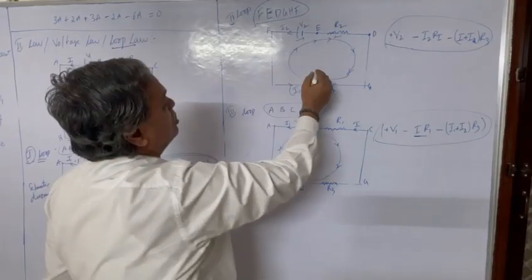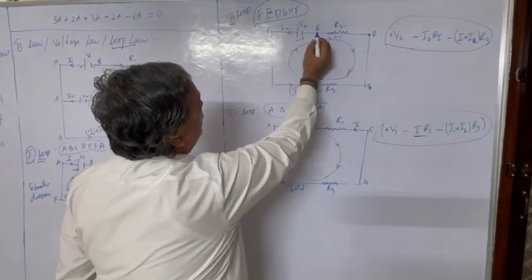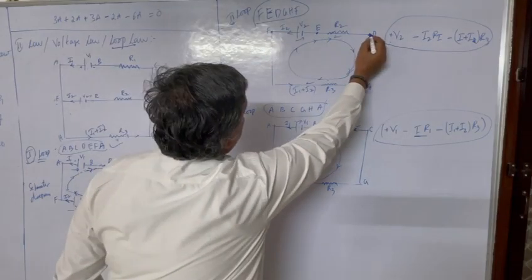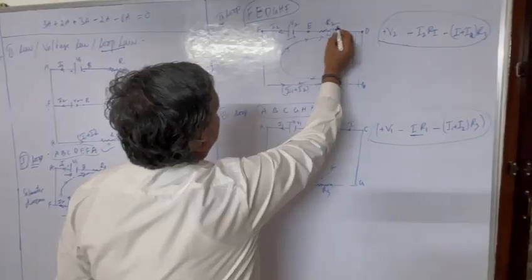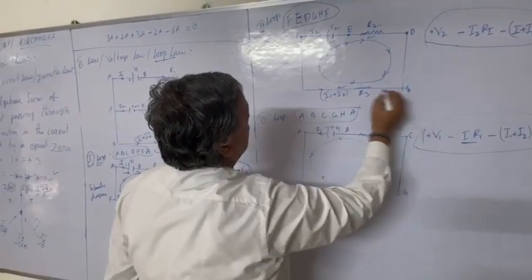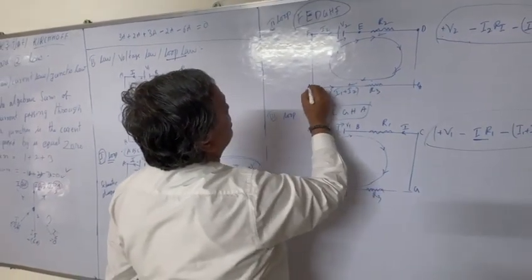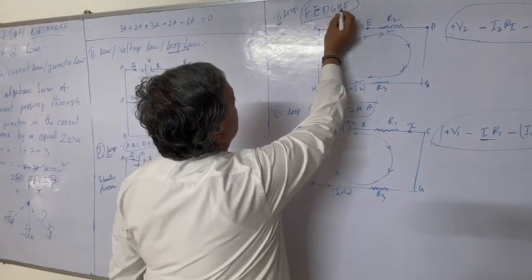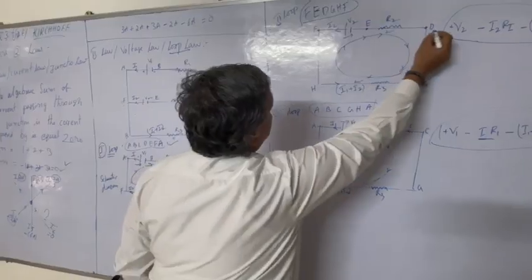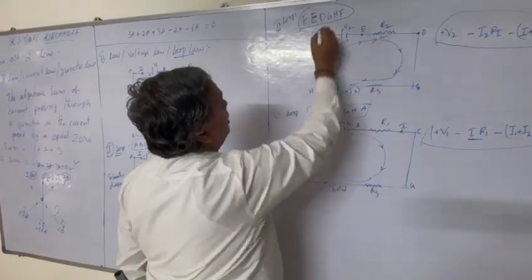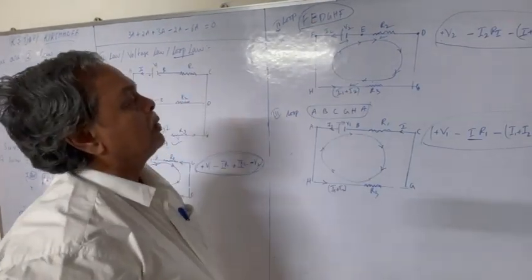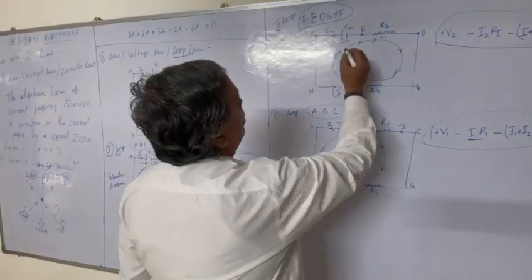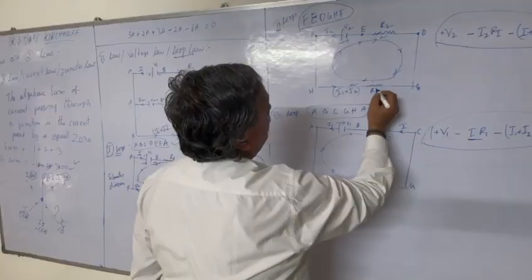Here I have drawn F, E. This is a junction, this is also a junction point, and here also a junction point. F, E, D, G, H, F is the second loop. Here, how many elements are there? 1, 2, 3 elements are there.